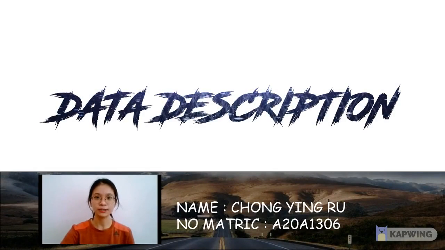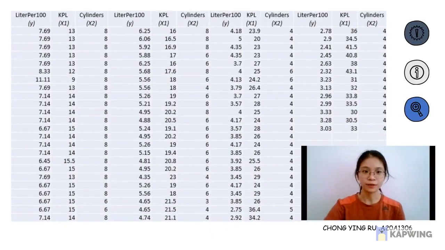Now I am presenting the data description. The table shows the group data for the travel distance and total cylinders that impact vehicle fuel consumption per 100 kilometers. We can see that there is a sample size of 85 in the data set that was found from an online database. We have three variables. Y is fuel consumption per 100 kilometers. The first X is travel distance, which is KPL, and the second X is total cylinders.